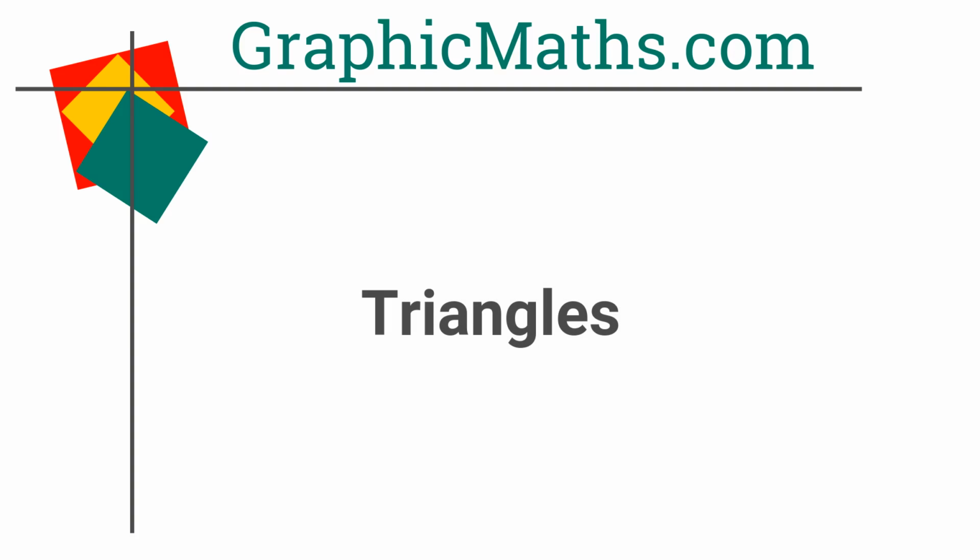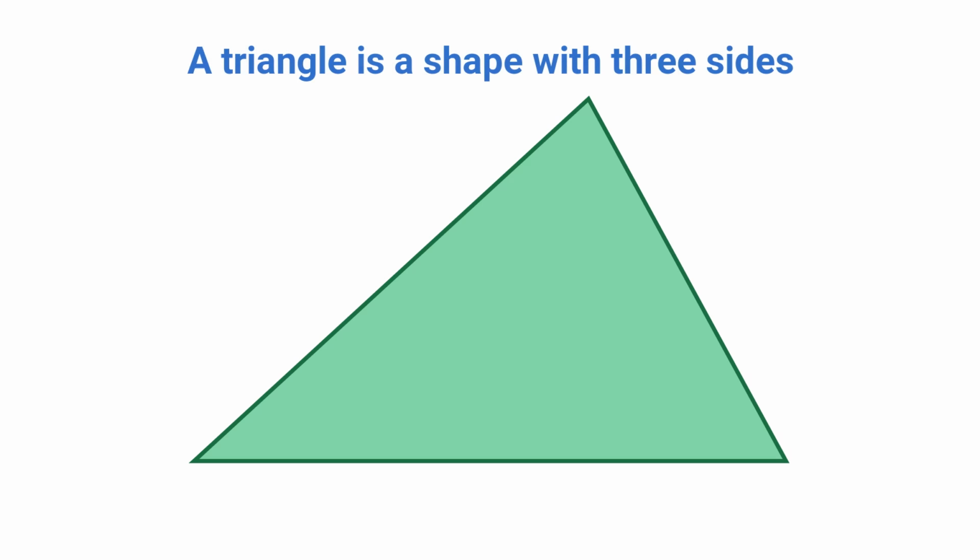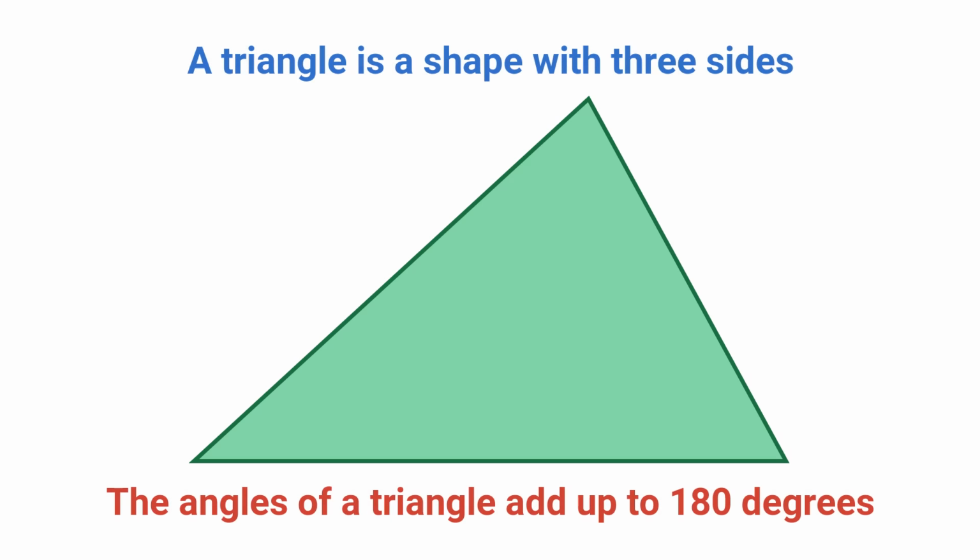Triangles. A triangle is a shape with three sides. The angles of a triangle add up to 180 degrees.